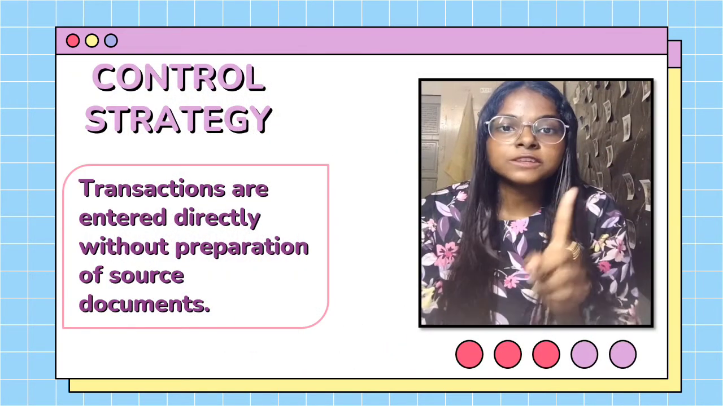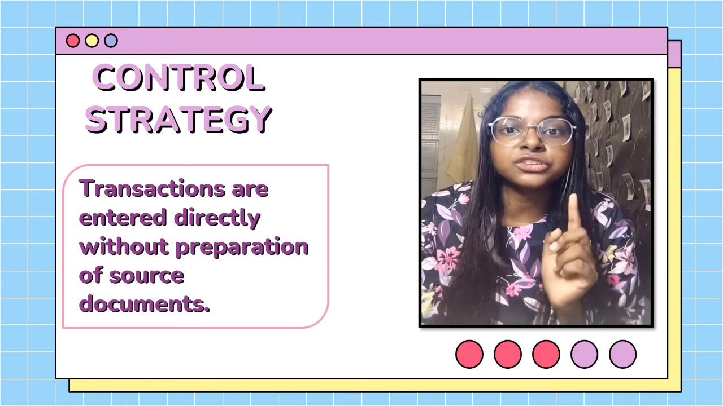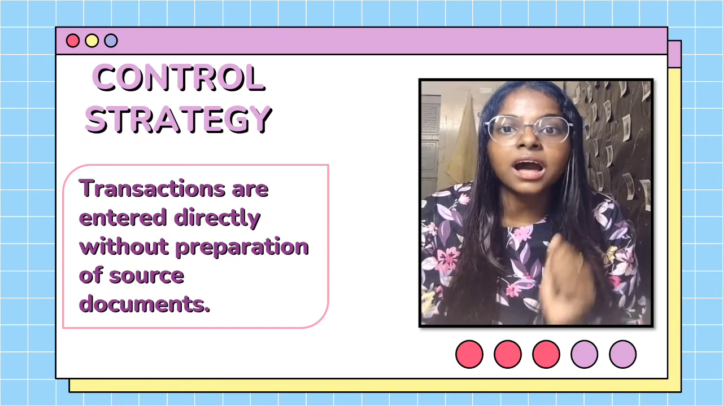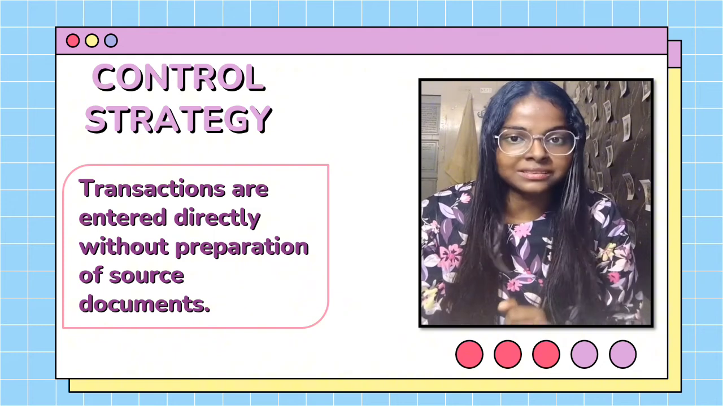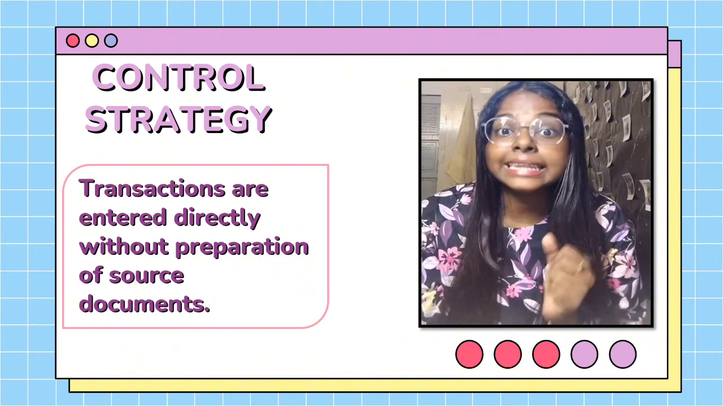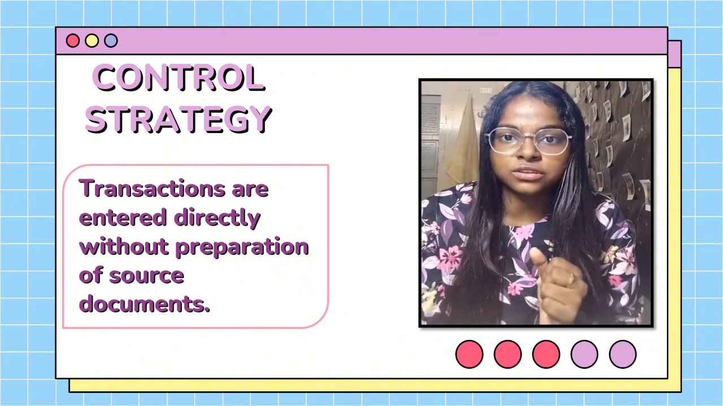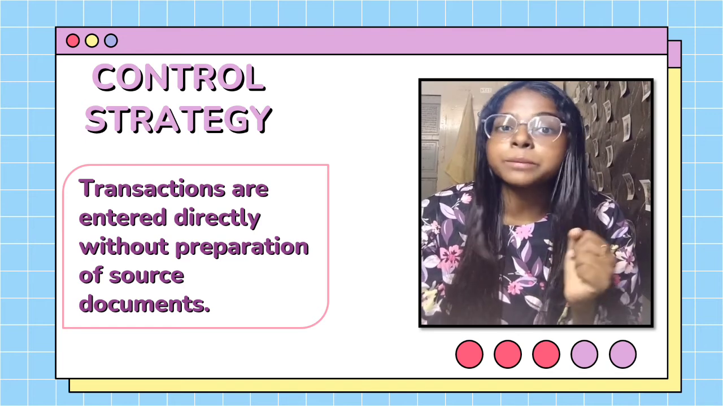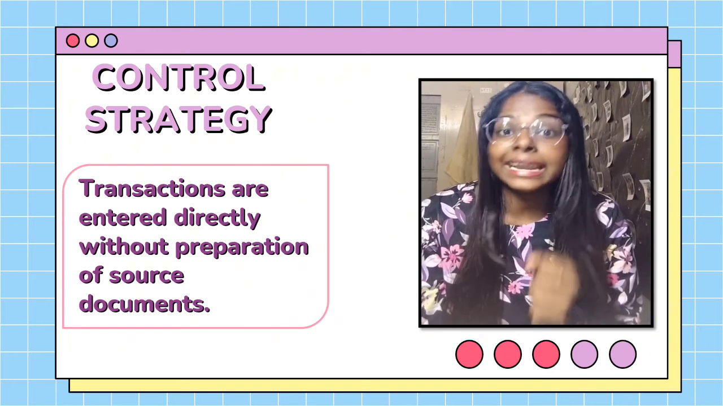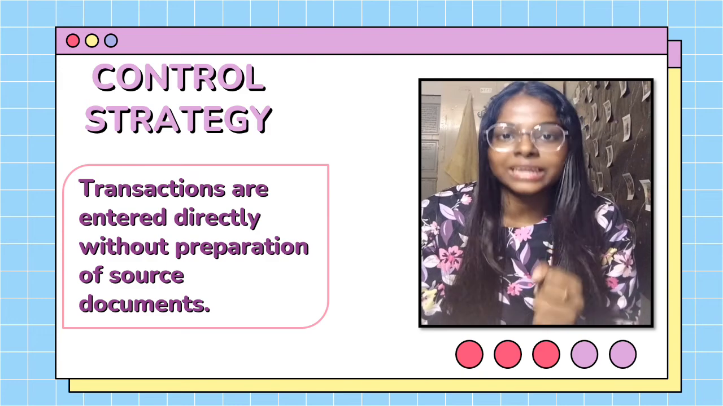The first control strategy through the audit trail is that transactions are entered directly without preparation of source documents. It means that in the EDI system, all transactions such as invoices can be entered without any permission or anything, since it is an online system.